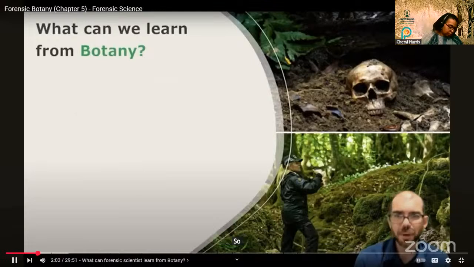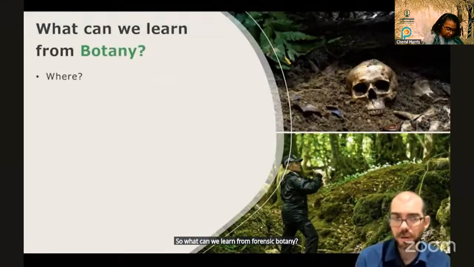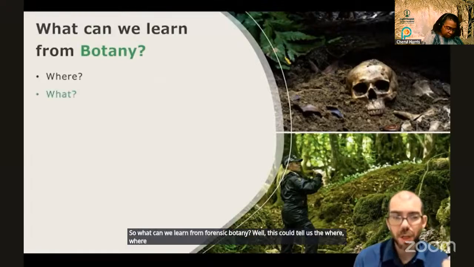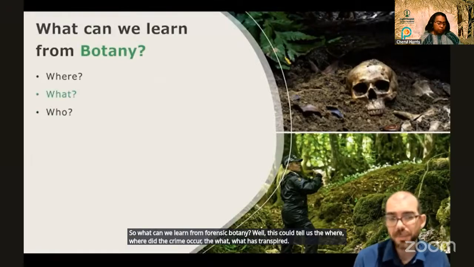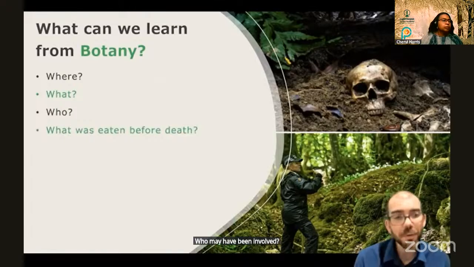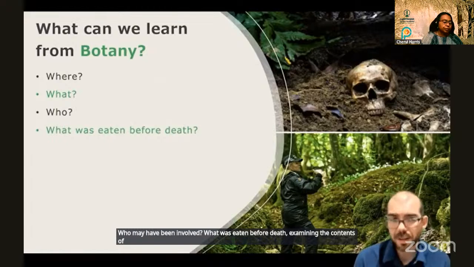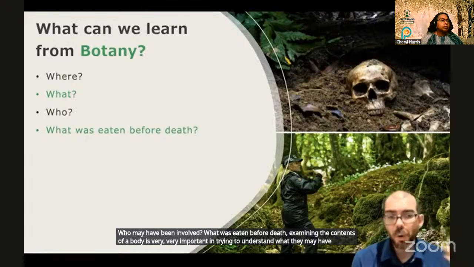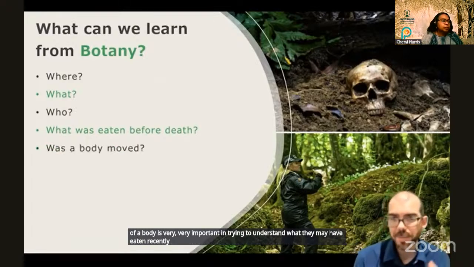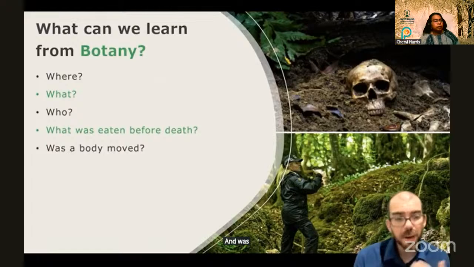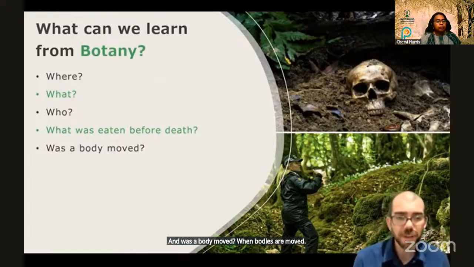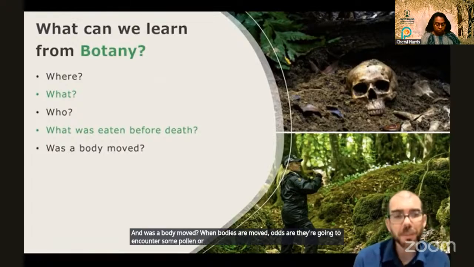So what can we learn from forensic botany? Well, this could tell us where the crime occurred, what has transpired, who may have been involved, what was eaten before death. Examining the contents of a body is very, very important in trying to understand what they may have eaten recently or where they may have eaten. And was a body moved? When bodies are moved, odds are they're going to encounter some pollen or some other plant when they're being moved, so that information can be very helpful in determining where certain events have occurred.